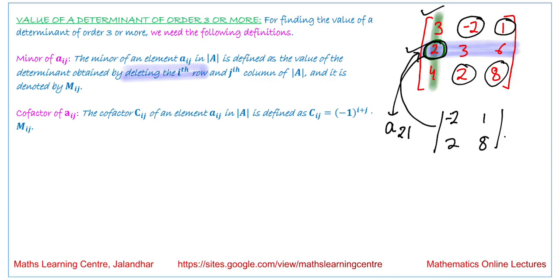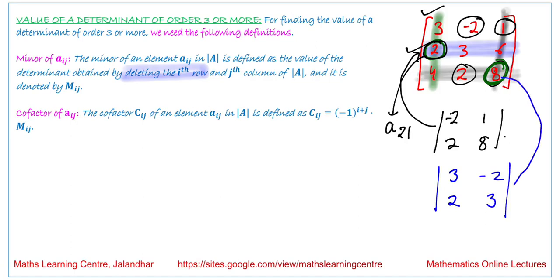Similarly, suppose I have to calculate the minor corresponding to this element 8. Then what we have to do is remove this column and this row. What we are left with is 3, minus 2, 2 and 3. This is the minor corresponding to this element. We have removed this, we have removed this, and what we are left with is 3, minus 2, 2 and 3.